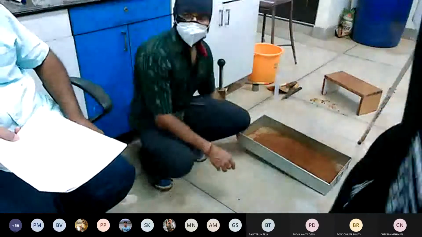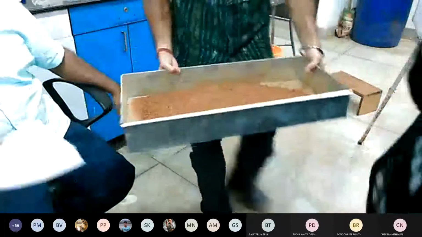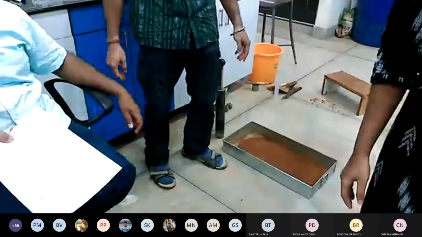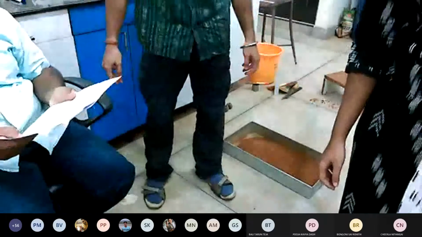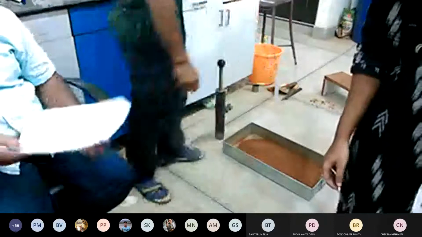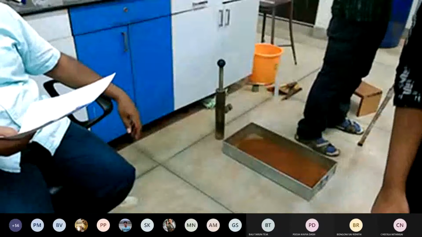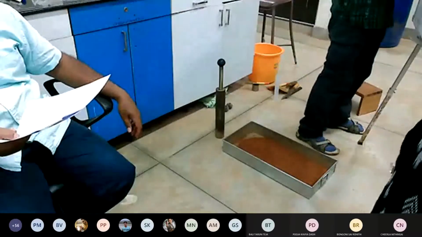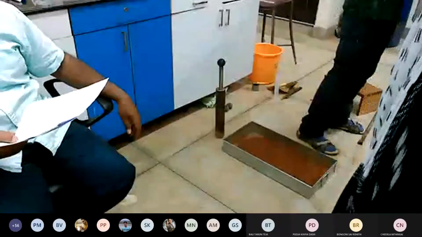We are going to conduct the experiment on this soil. We had oven dried the soil for 24 hours at 110 degrees Celsius, and we had sieved it through a 4.75 mm sieve. So you can note down the initial weight. The initial weight of the empty mold and base plate is 4.623 kilograms. So the mass of the empty mold plus base plate is 4.623 kilograms.